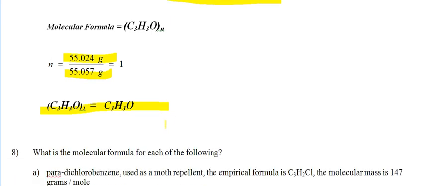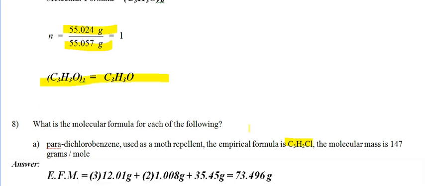What is the molecular formula for each of the following? Paradichlorobenzene, used as a moth repellent. Don't need to know that. The empirical formula is given here. The molar mass, the molecular mass, is 147 grams per mole. So you're given the empirical formula, which is very nice. So all you have to do is determine the empirical formula mass to find the molecular formula.